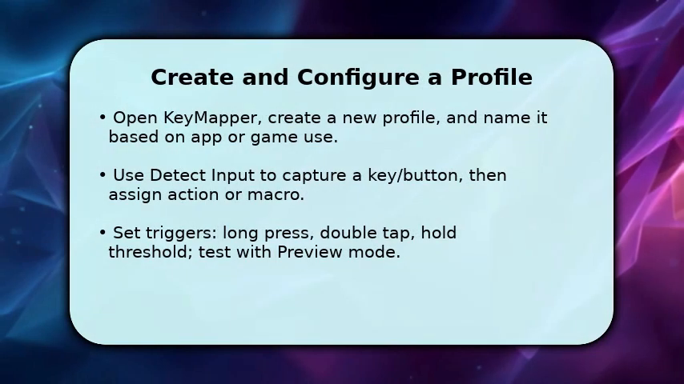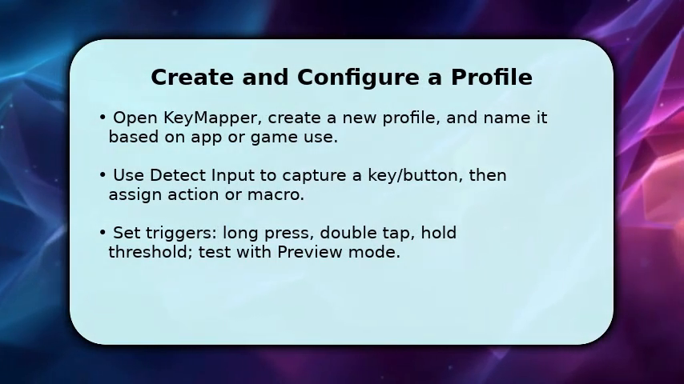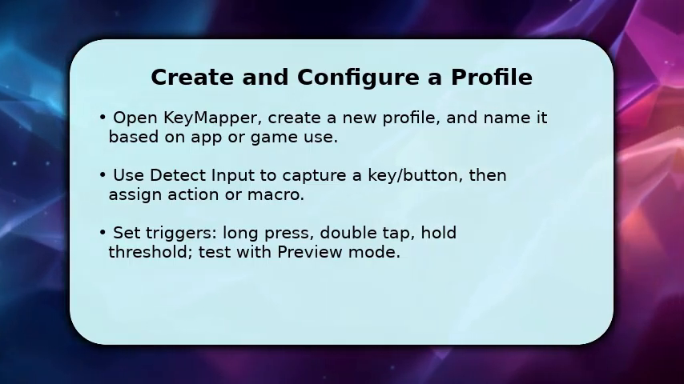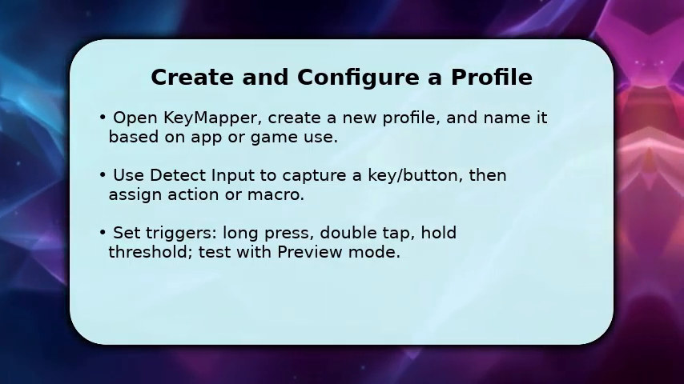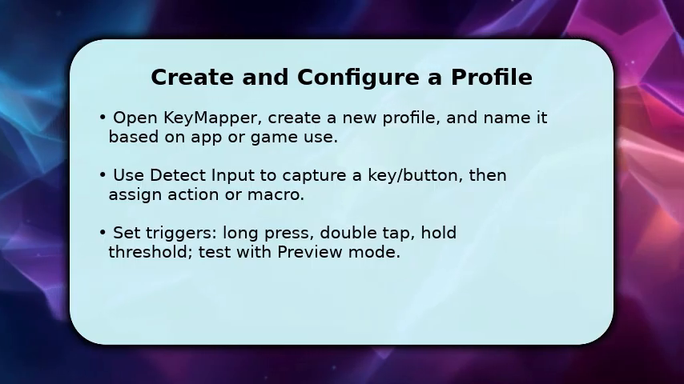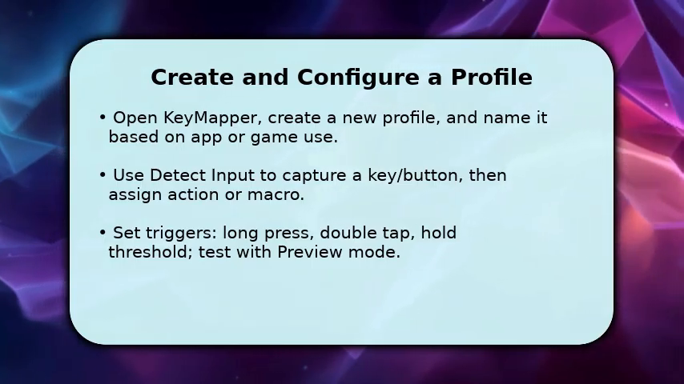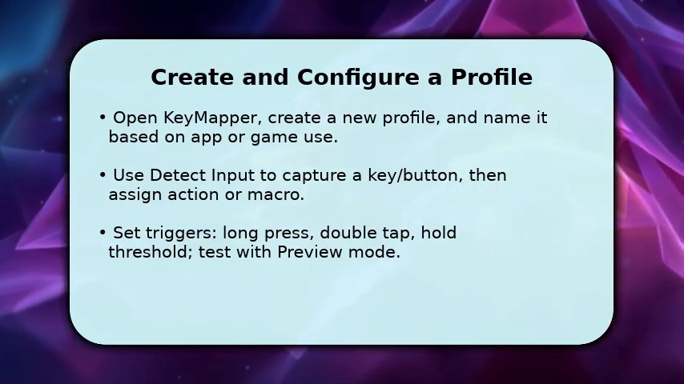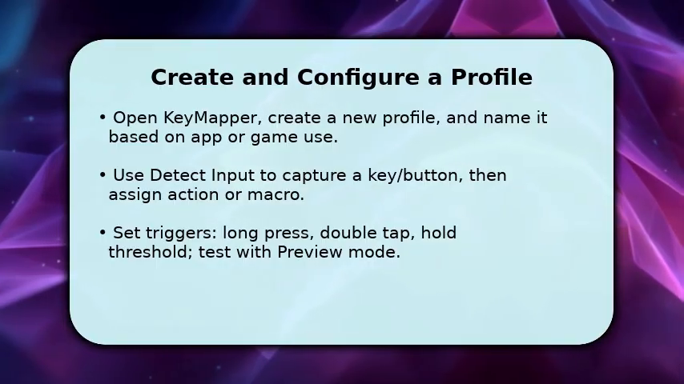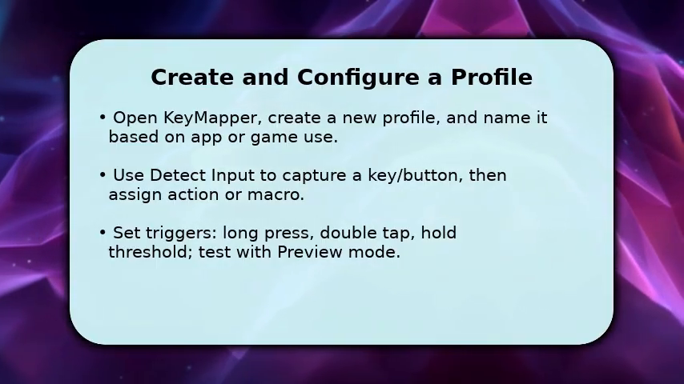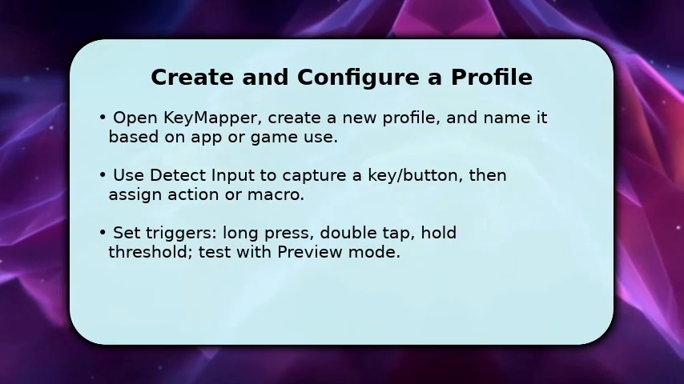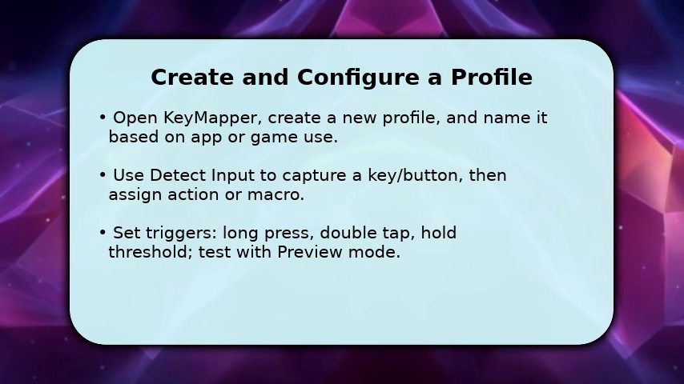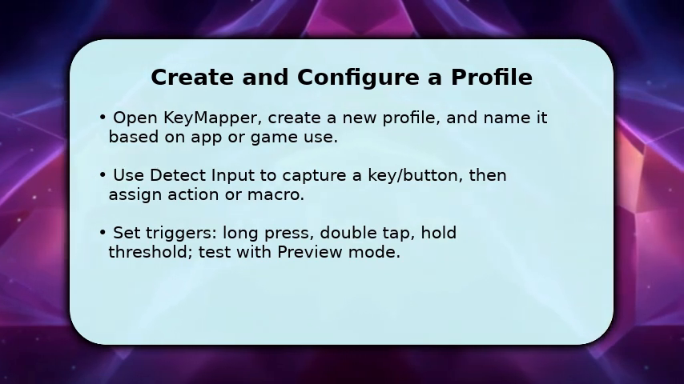mapping. Now you build a mapping profile tailored to the app or game you plan to control. Create a new profile, name it clearly, and tap Detect Input to capture the physical key or button you want to remap. After detection, assign an action: single key, key combo, launch app, or scripted macro. Explain why each choice matters for responsiveness and compatibility. Then configure triggers like long press, double tap, or hold threshold so your mappings behave as expected. Test them immediately with the preview to iterate quickly.